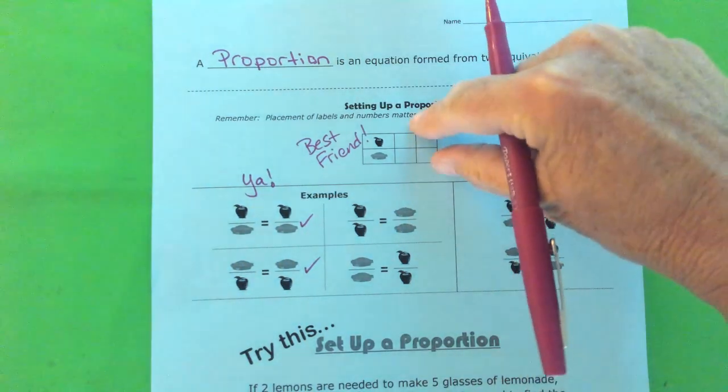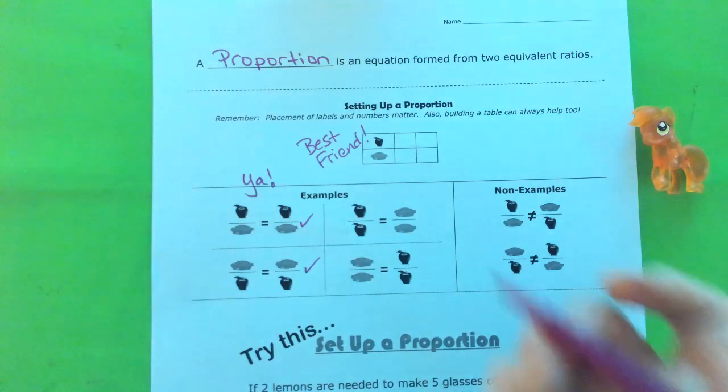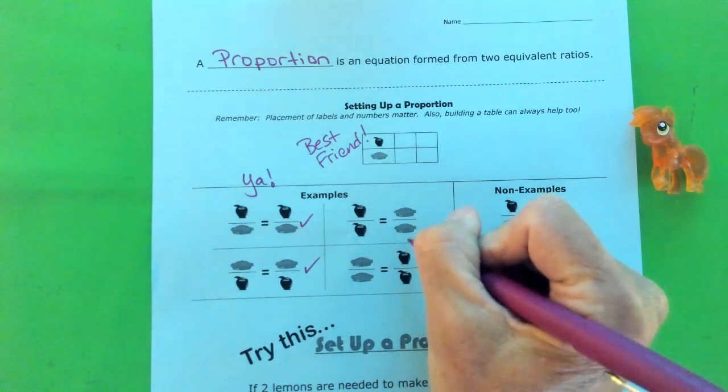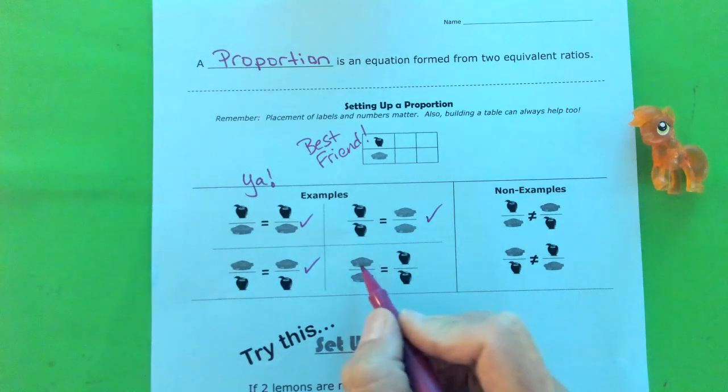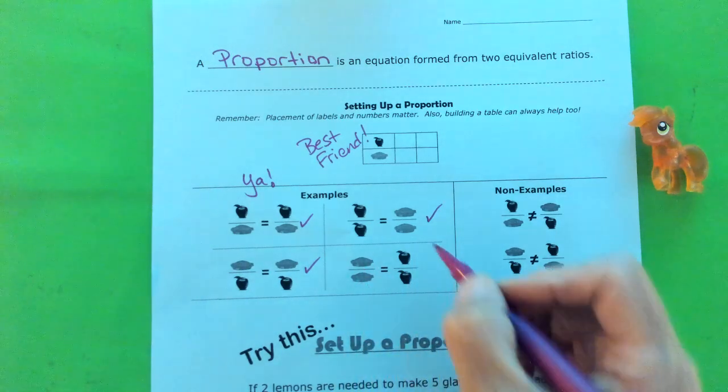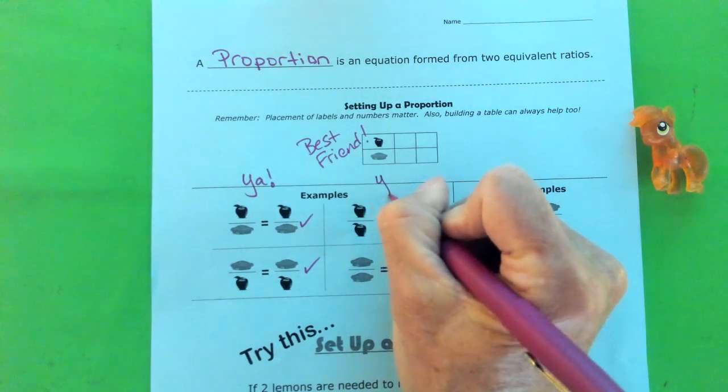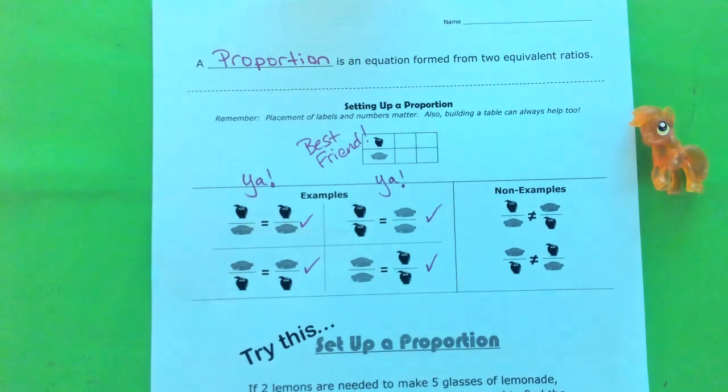But what if we want to turn this table vertically? And I want to have the apples on the left side and pies on the right side. That's still okay. Or if I switch them around, I want to put pies on the left side and apples on the right side. That's still okay.